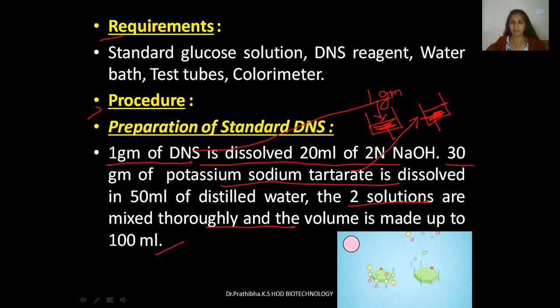Once both the chemicals are mixed thoroughly, you are going to take the standard volumetric flask. In this standard volumetric flask, you are going to pour both the chemicals and make up the final volume to 100 ml, and you label this as standard DNS, and also you can preserve that in the brown colored bottle. This is about the preparation of standard DNS.